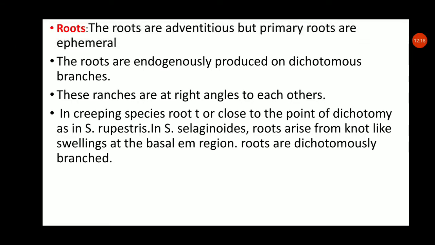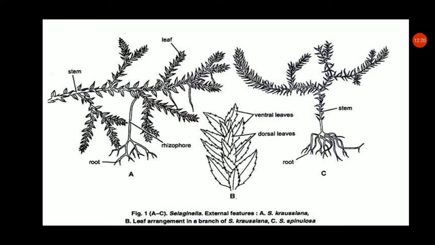Now we can see the diagram. Here is the morphological external feature of Selaginella. Here there are two types of stems, prostrate stems and erect stems. This is the erect stem, known as the subgenus Homoeophyllum, a subgenus of Selaginella, where the stem is erect. Then these are dichotomously branching.